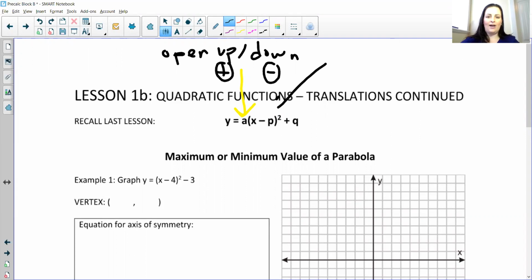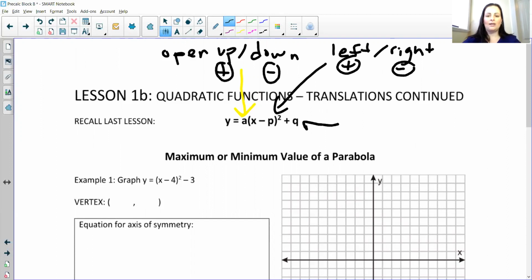The opposite value of P, so if it says -5 here, that means it's going to move 5 in the positive direction. And if it says +7 here, it means it's going to move 7 in the negative direction. So this tells us whether it goes left or right. It will go left in the negative direction if the number is positive, and it will go right in the positive direction if it is a -P.